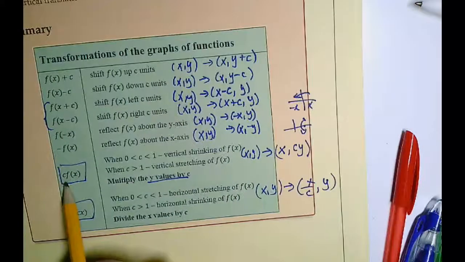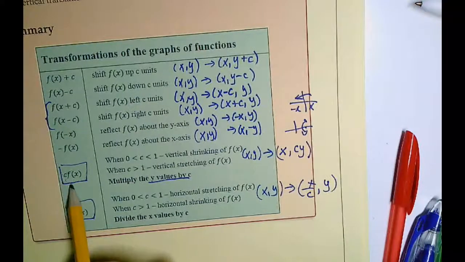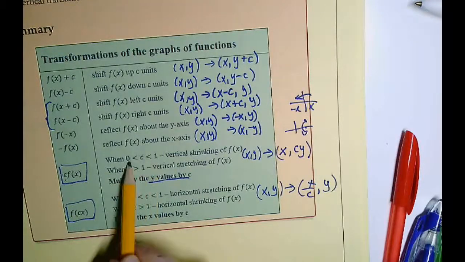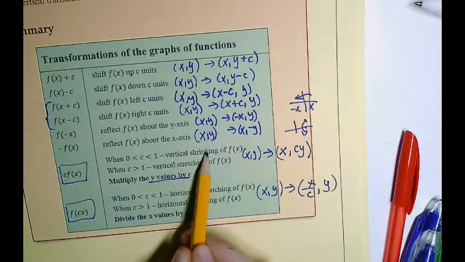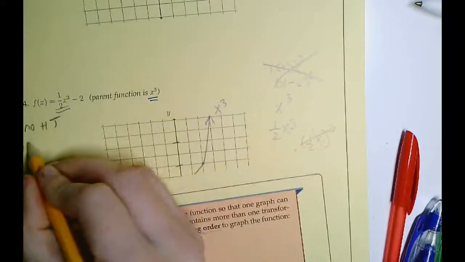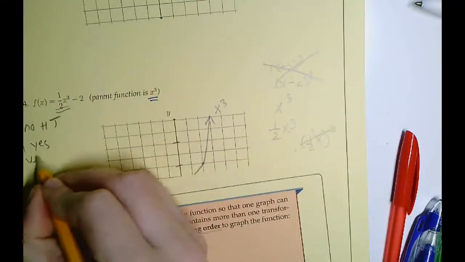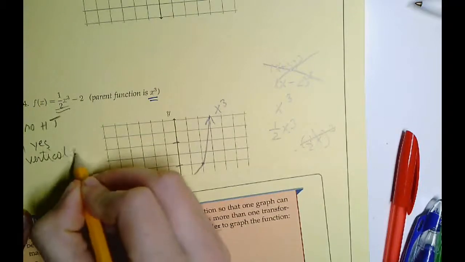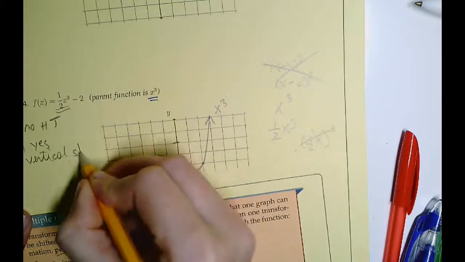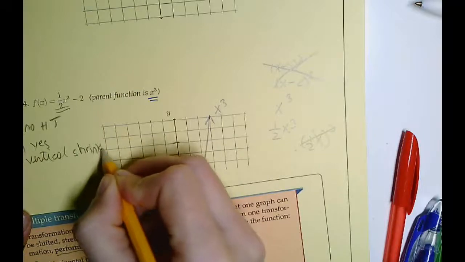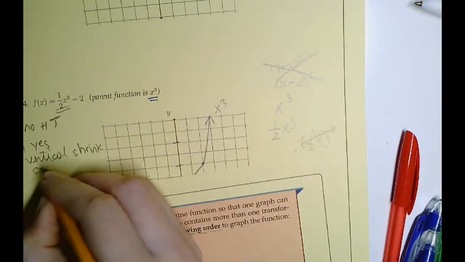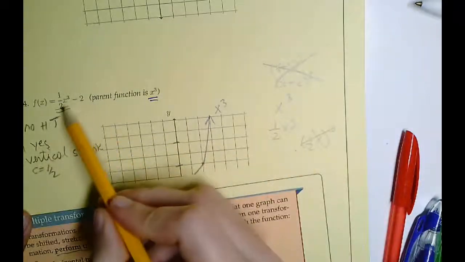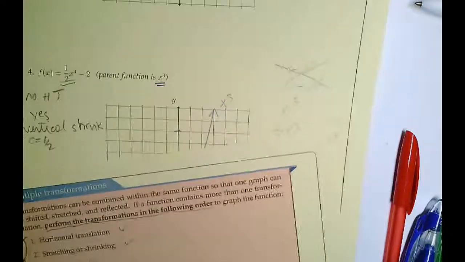So I have this case where c is 1/2. c is between 0 and 1, so I have vertical shrinking. So yes, vertical shrinking, with c is 1/2 in this case. So let's see what happens.